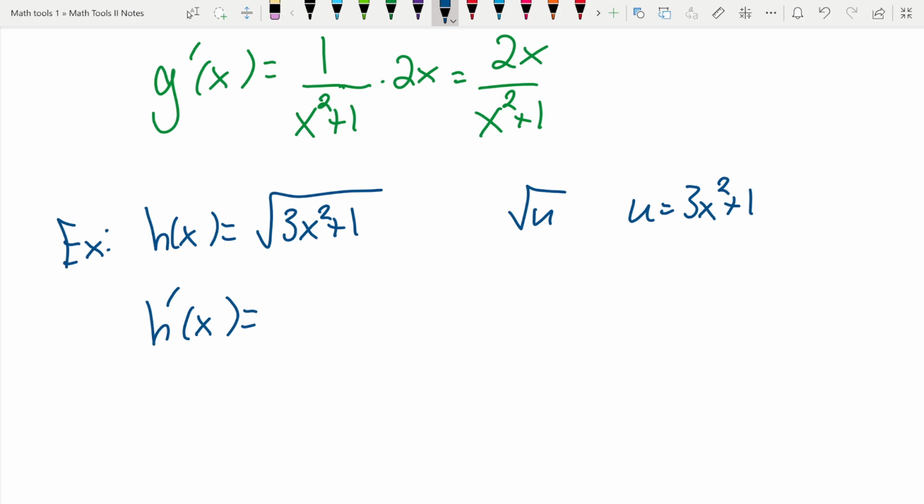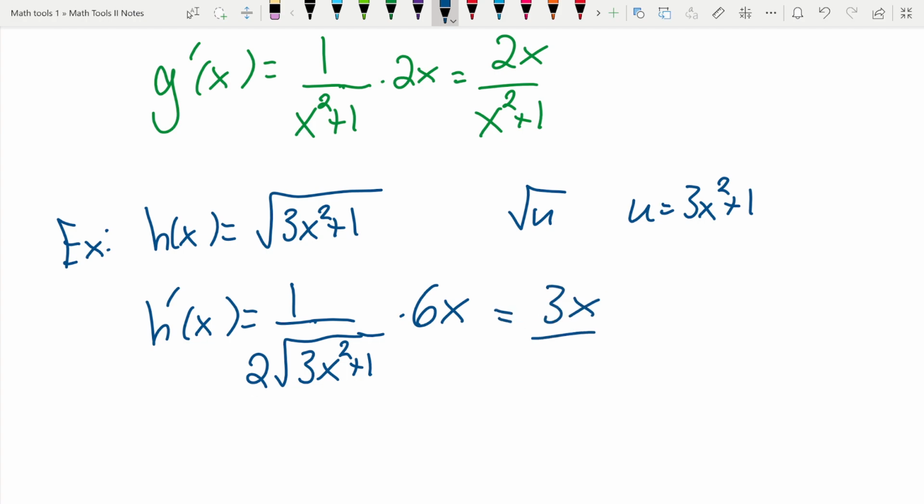So when you do that, you would get 1 over 2 times the square root of all this stuff. And then you times it by the derivative of the inside. So 3x squared plus 1, the derivative will be 6x. 6 divided by 2 is 3. So this is 3x over square root of 3x squared plus 1.